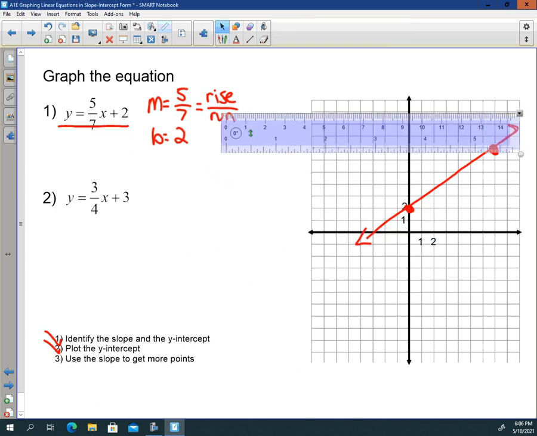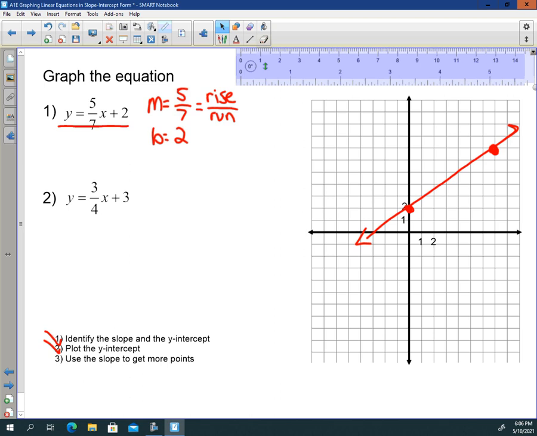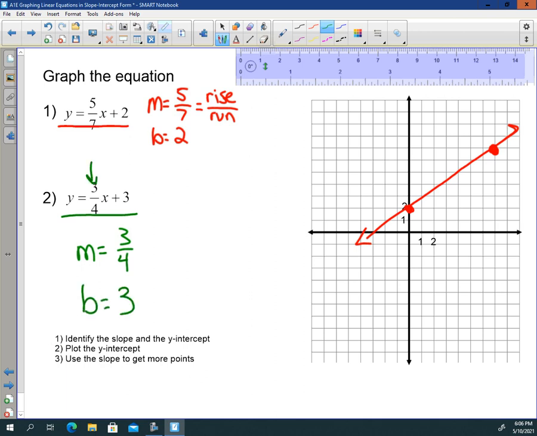Okay? All right, now let's do the second one. Let's do this one in green. So the first step is to identify the slope and the y-intercept. And so let's see, our slope is 3/4 and our y-intercept is 3. Here's the slope, here's the y-intercept. So we took care of that.